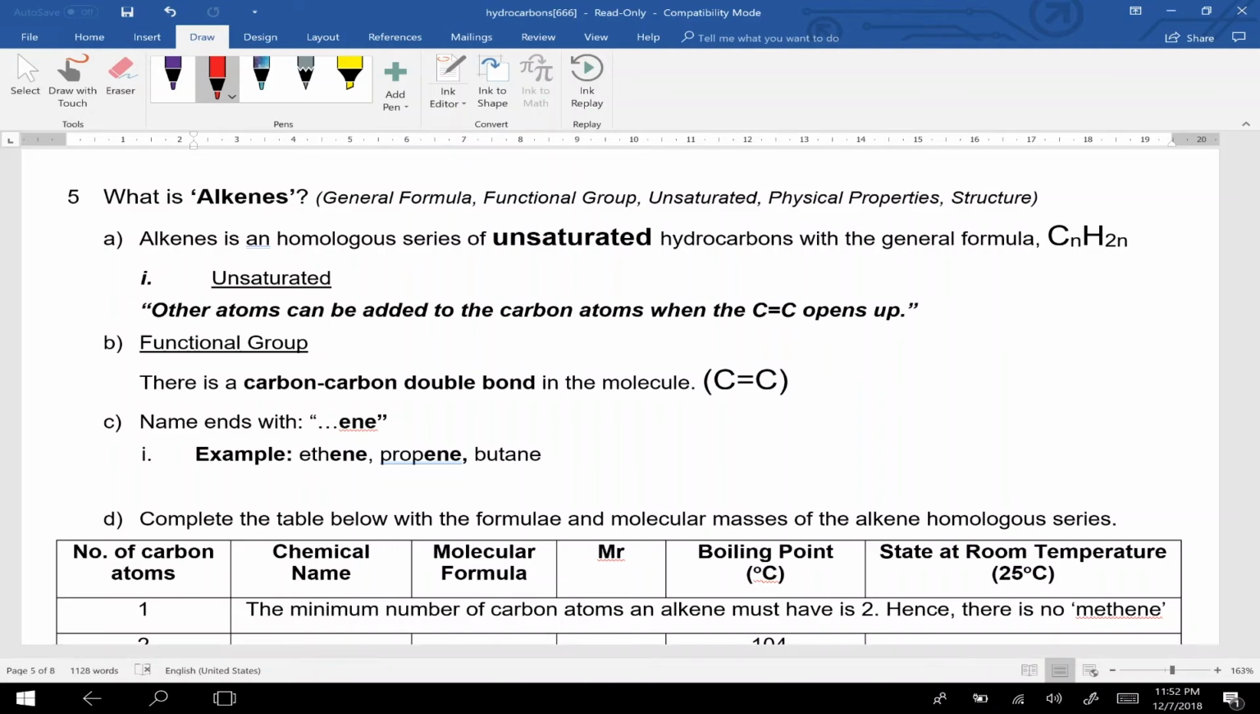Alkenes is a homologous series of unsaturated hydrocarbons. So please highlight unsaturated. It has a general formula CnH2n. What does it mean by unsaturated? It means that other atoms can be added to the carbon atoms when the C=C double bond opens up. Please highlight this, this is very important. How do I know if something is unsaturated? Something is unsaturated when it has a C=C double bond, the carbon-carbon double bond.